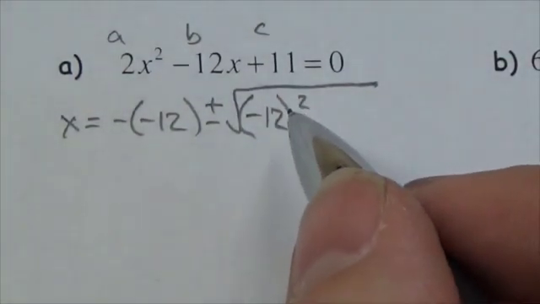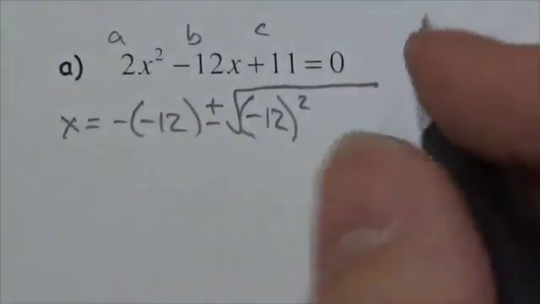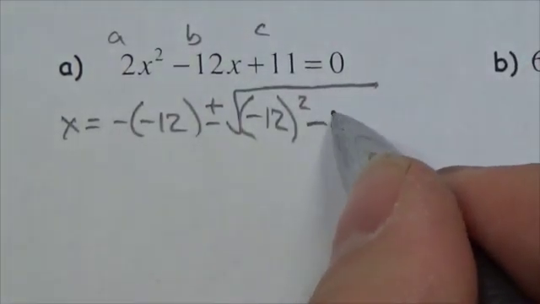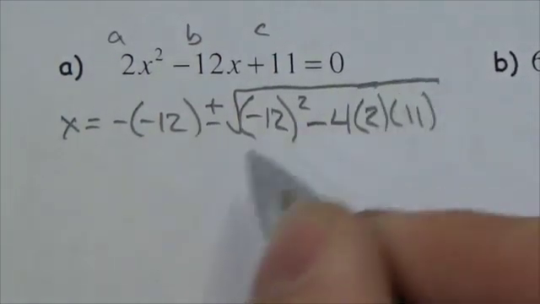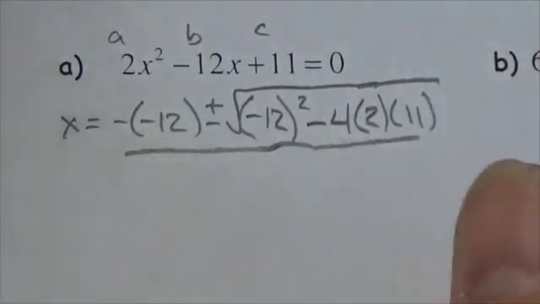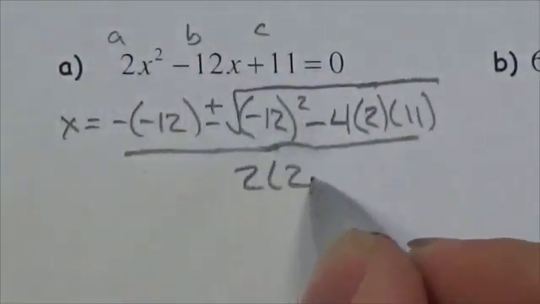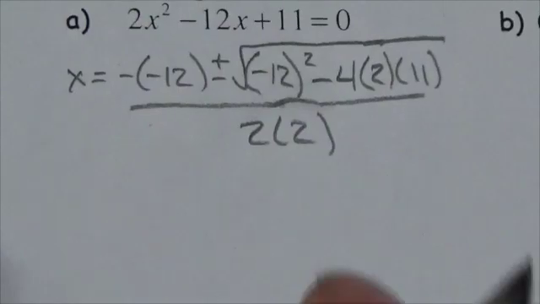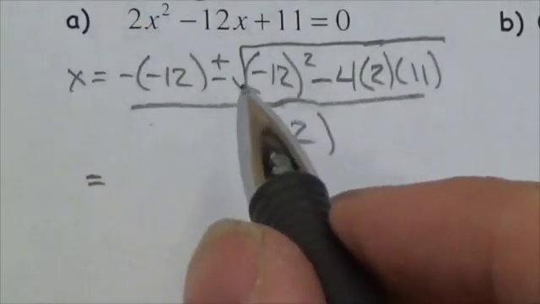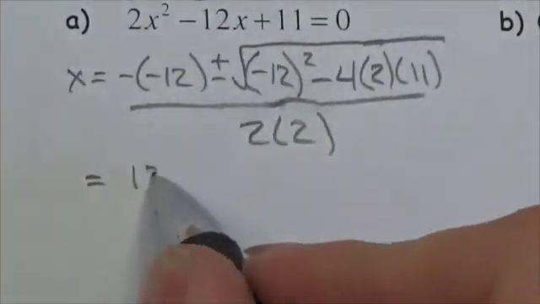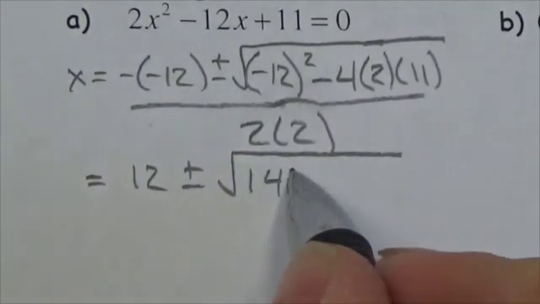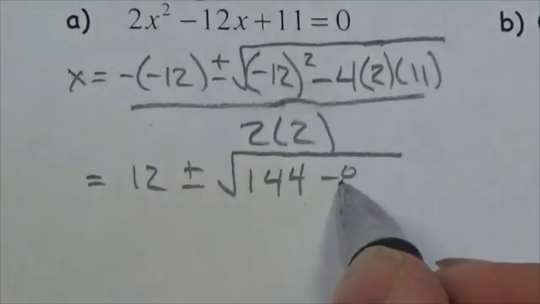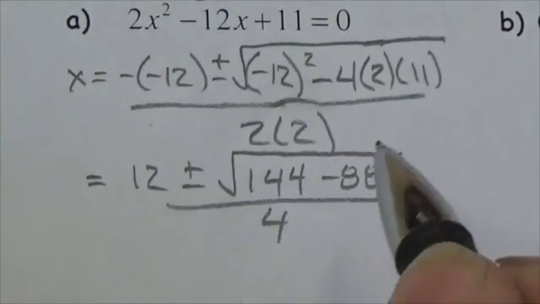I'm just trying to help you guys out so you don't get caught in a very predictable trap here. And now this is going to be minus 4 times a times c. This will be all, whoops, hold on a second, something underneath there, all over 2a. A in this case was 2. All right, now let's simplify this a little bit here. So this is going to be positive 12 plus or minus the square root of, well, this is going to be 144, and this is going to be minus 88 all over 4.